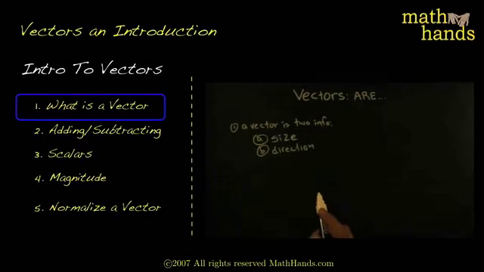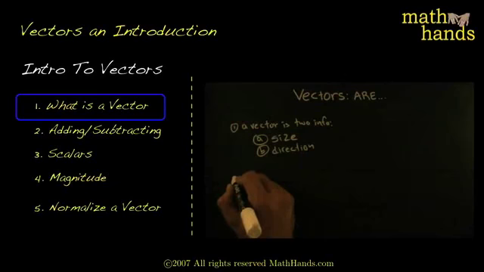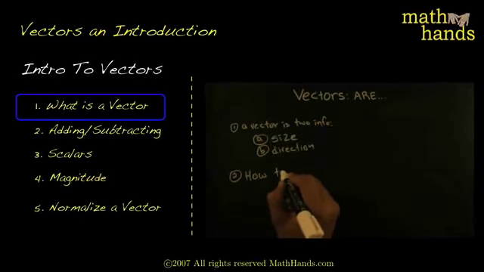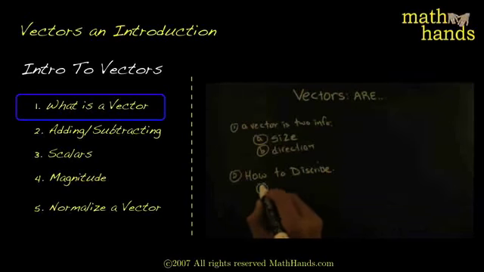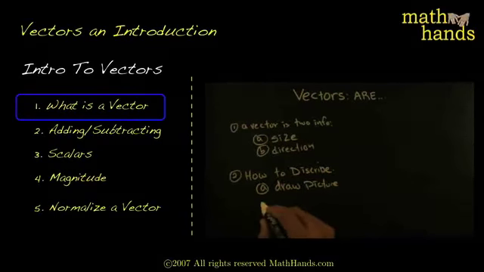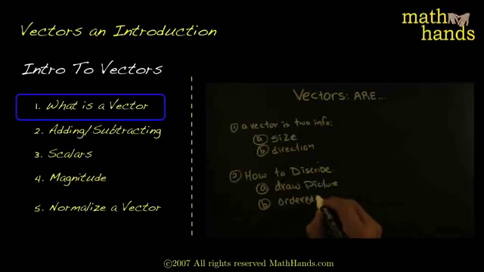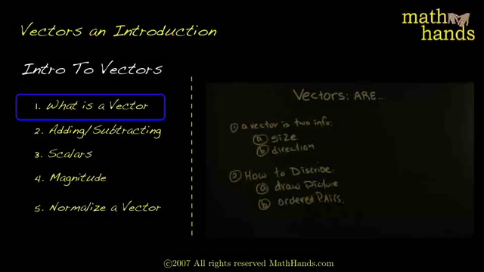Now, besides knowing what a vector is, you'd probably want to know, well, how do we describe them? To describe them, we will take two usual approaches. How to describe. We will either draw a picture, or B, we will use ordered pairs. Okay, we will describe these vectors in one of these two ways.